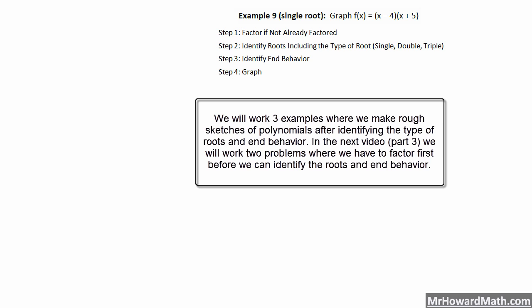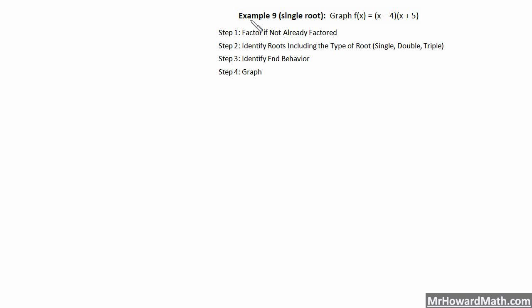So here is an example, and I have gone ahead and added these steps in. We'll use these steps each time. We need to follow this so that we can get this done. So step one is to factor, if not already factored. Well, in this example, x minus 4, x plus 5, this is already factored for us. So step one is actually already done.